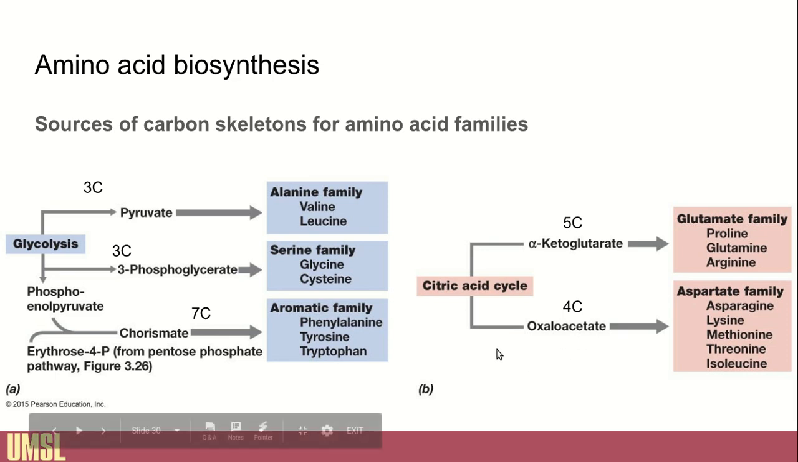Okay, so I think it's fair for me to ask you, where are these alanine family amino acids coming from? They're coming from pyruvate. Serine family amino acids, they're coming from phosphoglycerate, and so on. Okay? All right.